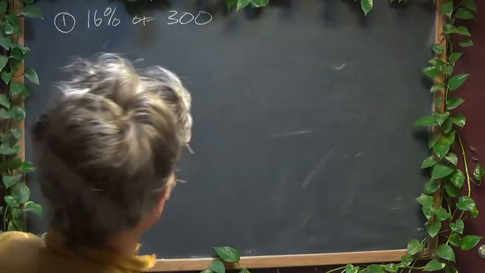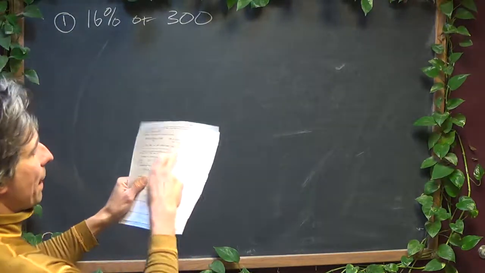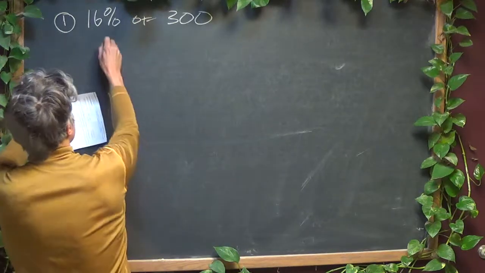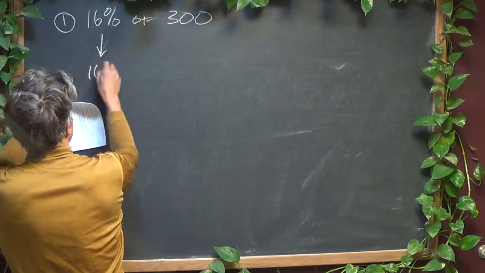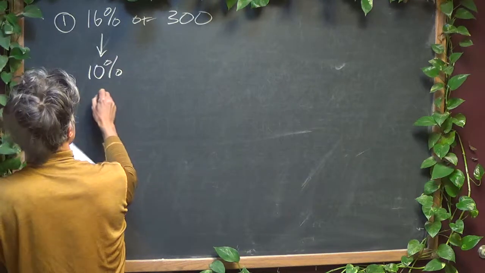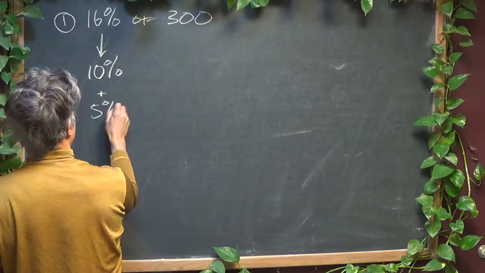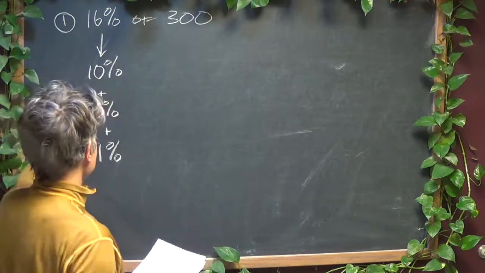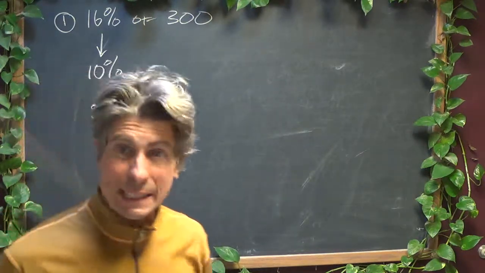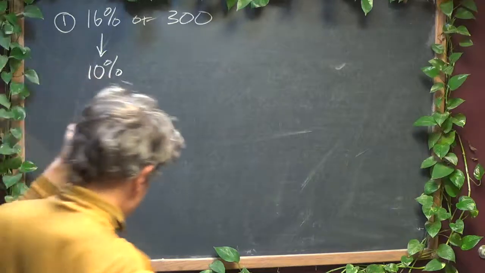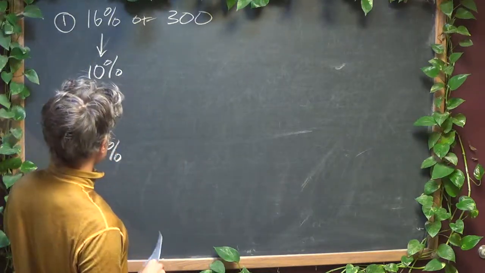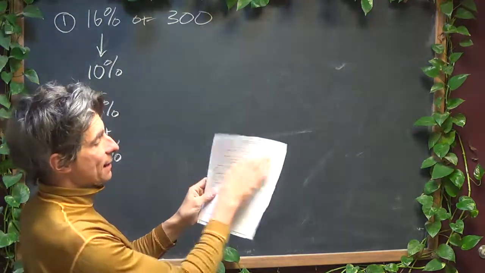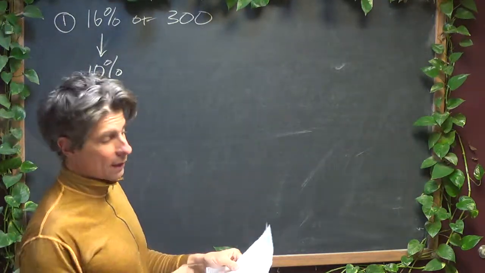So 16% of 300. Now, if you read the little bit up here, you can see how this breaks down. 16%, you can think of as 10% plus 5% plus 1%. 10 plus 5 is 15, plus 1 is 16%. And the beautiful thing about this is, once you know that, you can work that on the 300 very easily using the exact same stuff we talked about in the previous homework.